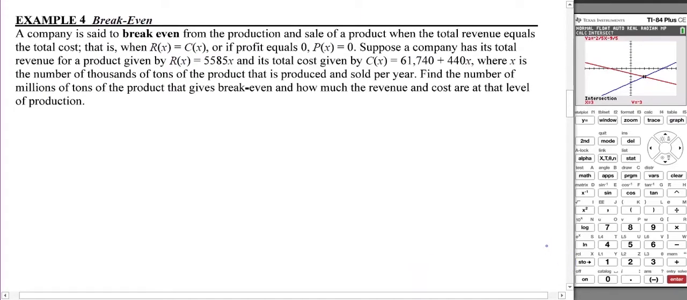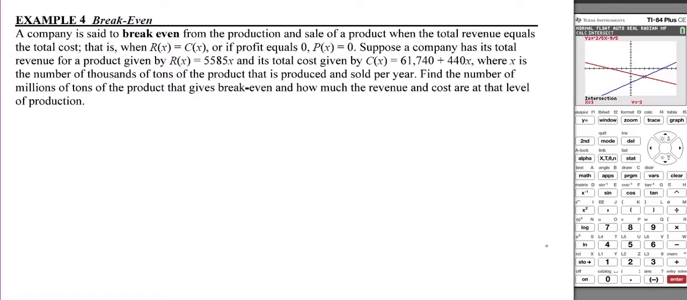Example 4 on break even. A company is said to break even from the production and sale of a product when the total revenue equals the total cost. That is, when R of x equals C of x, or if the profit equals 0.